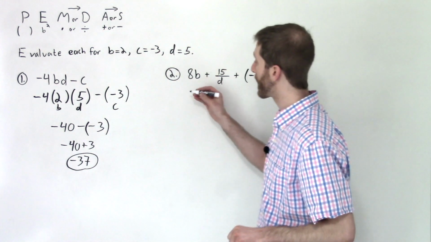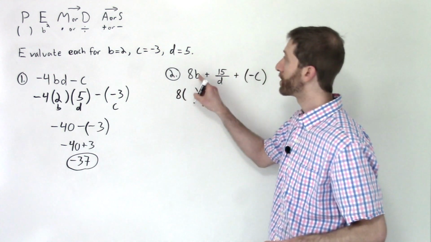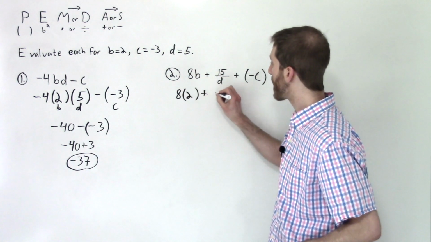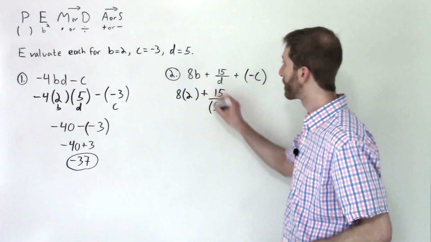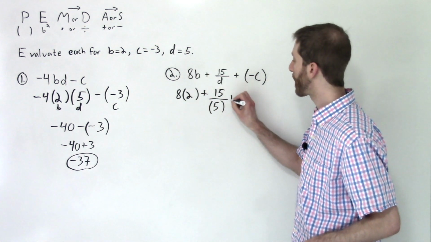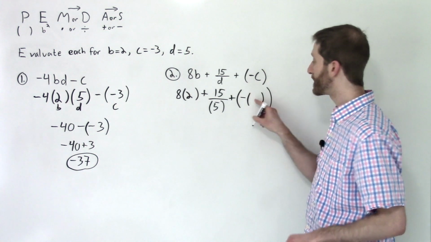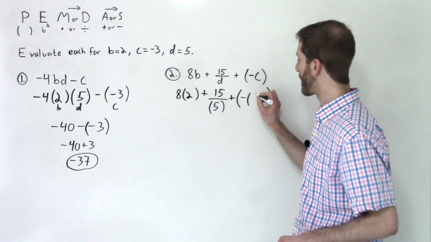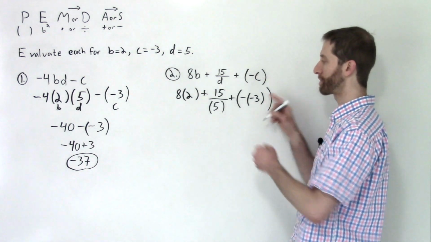So let's roll. You've got 8 times some number b. I'm going to do this all in one step. The b value that I'm evaluating in is 2 plus, and now we're going to evaluate in for d, the number 5. That gets evaluated in there. Plus, now we're doing the opposite of c, and c gets the parentheses within the parentheses. I know that's weird. The opposite of -3. That's why it's so important, I think, to have those parentheses so we don't mix up those signs.